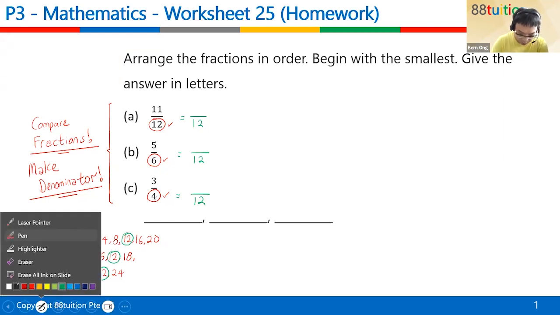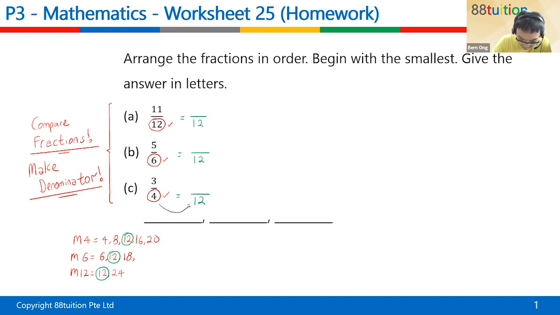Look here, children, look here. From 4, how do you get to 12? It's times 3. If you times 3 to the denominator, you must times 3 to the numerator. 3 times 3 is 9, not 6. Be careful. Next, 6, how do you get to 12? Times 2. If you times 2 to the denominator, what must you do to the numerator? You must times 2, which is 10. This one is already 12. Very good. 11 just remains.